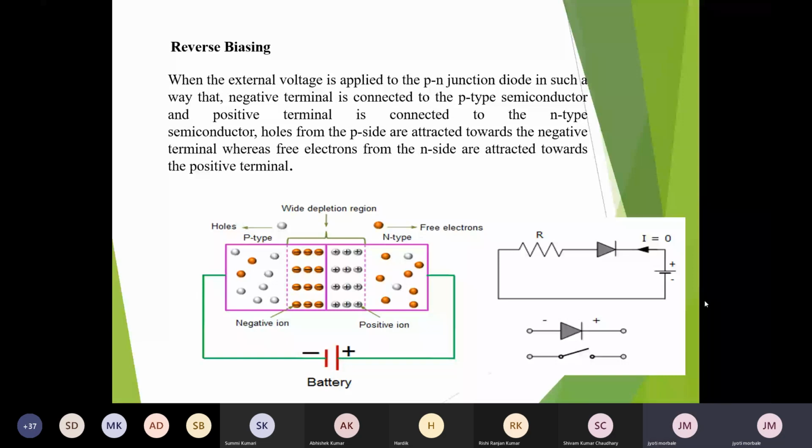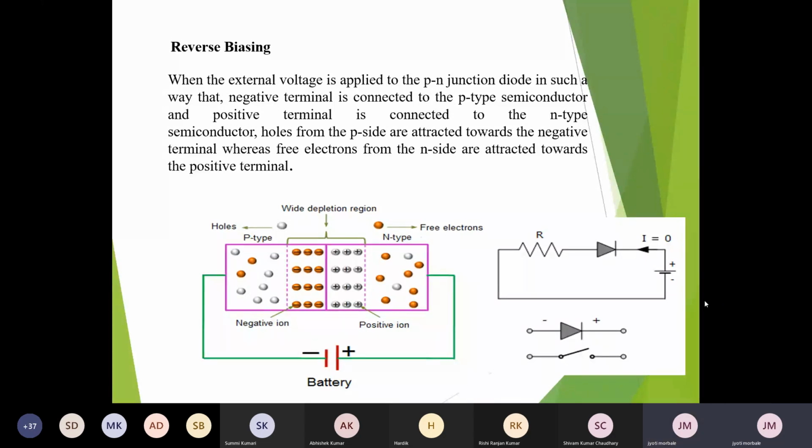region increases. Ideally, in a reverse bias state, the current should be equal to zero, but practically there is a small amount of current we can see through the circuit. The small amount of current which flows when the diode is reverse biased is called the reverse saturation current or leakage current. This reverse saturation current, or leakage current, flows because of minority charge carriers.